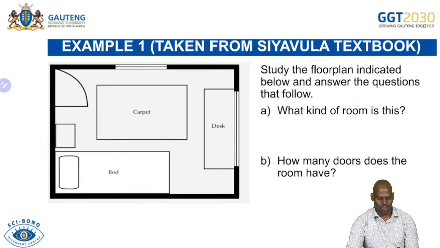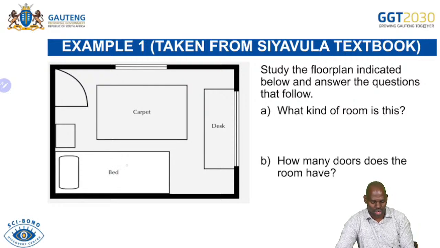Okay, then if you look on the floor plan, you've got furniture there. You've got different types of furniture that have been named there. Okay, so you can see we've got a bed, we've got a carpet, we've got a desk. Obviously, the moment you see a bed, you know that this is a bedroom. Okay, so this will give us an idea of what kind of room this is. So this one is a bedroom.